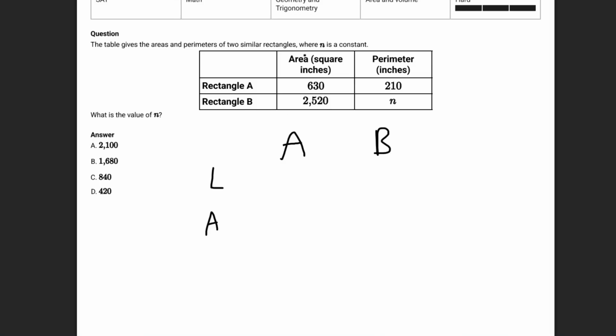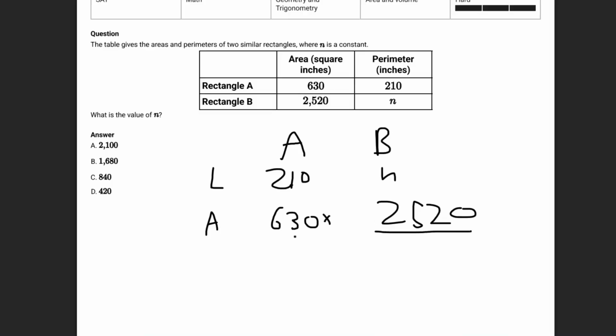So rectangle A has an area of 630. And then rectangle B has an area of 2,520. And rectangle A has a perimeter of 210, and then rectangle B has a perimeter of n. So we're going to find the value of n, and this can be done by finding the factor that we have to multiply from the area of A to get the area of B.